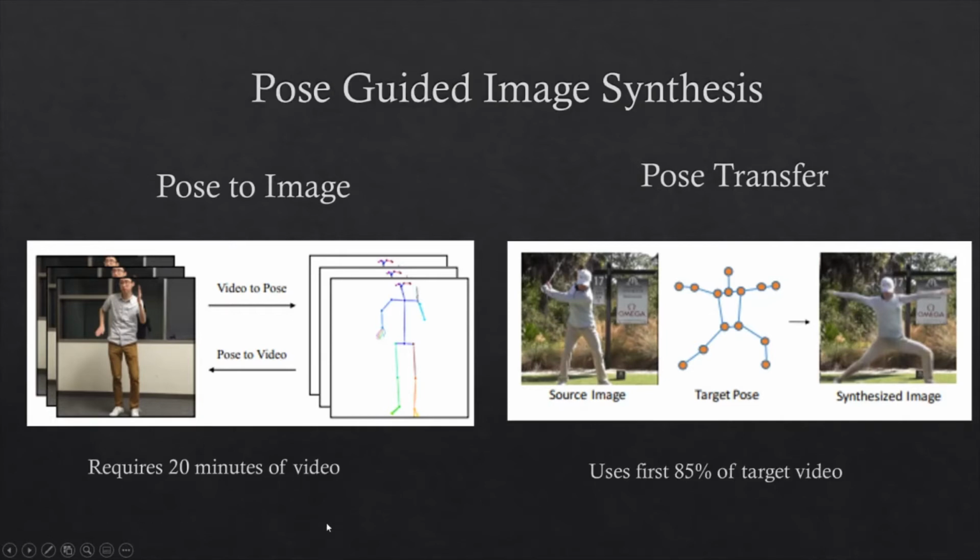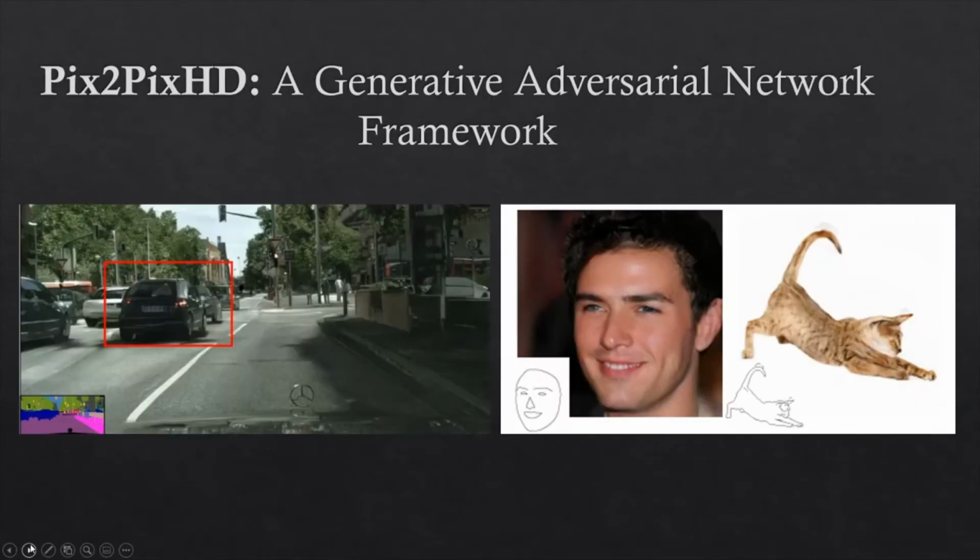The main problem with these two approaches, as mentioned before, is that pose to image requires 20 minutes of video in a fixed location. And for pose transfer, you also require a couple of minutes of video, and it uses the first 85% of the video, which is a few thousand frames of data.